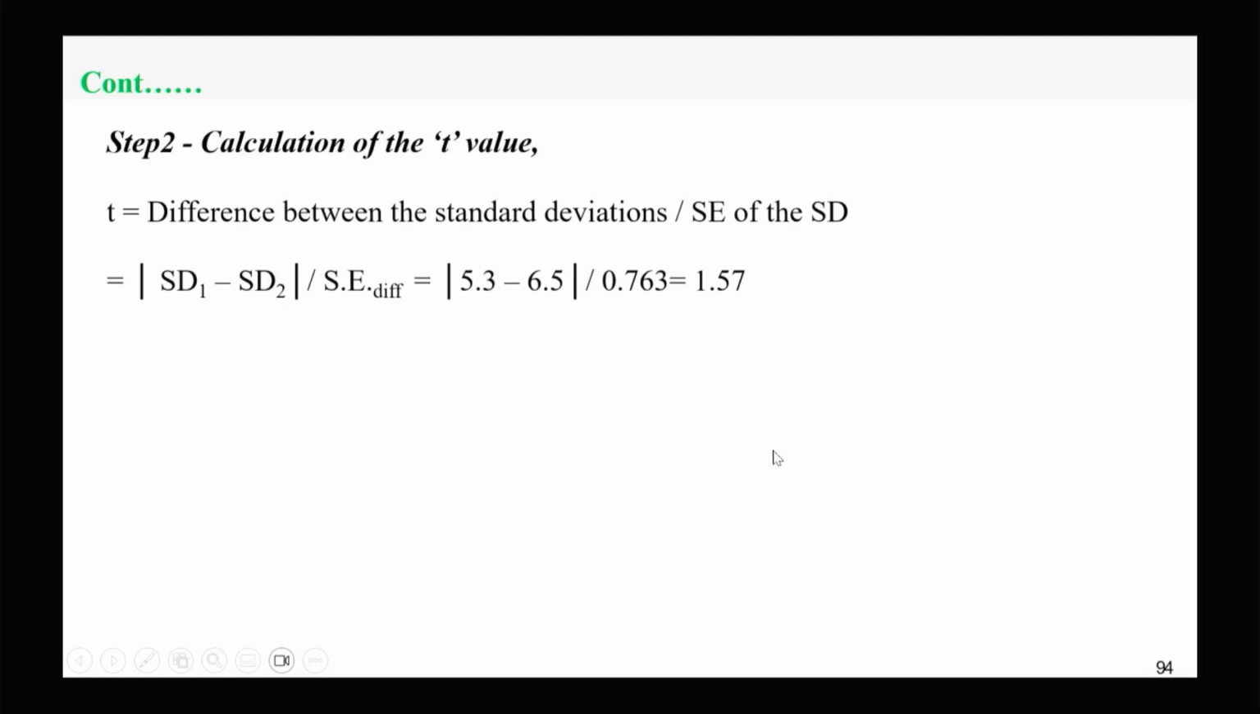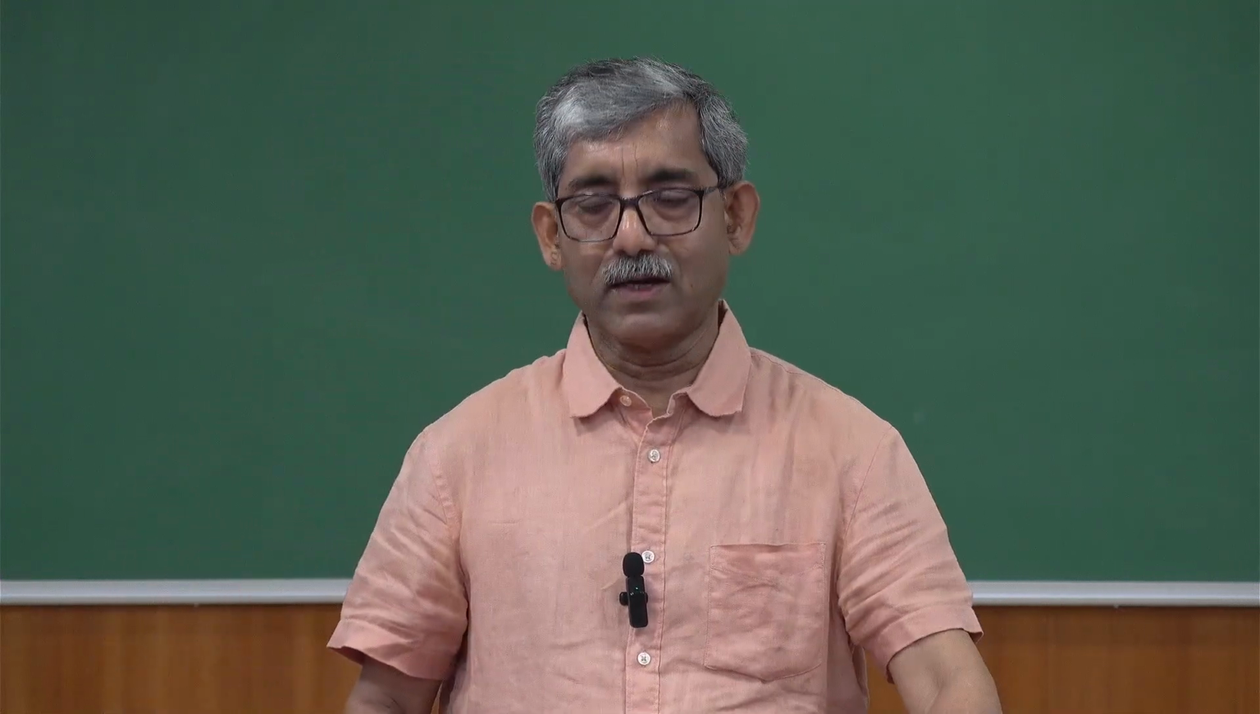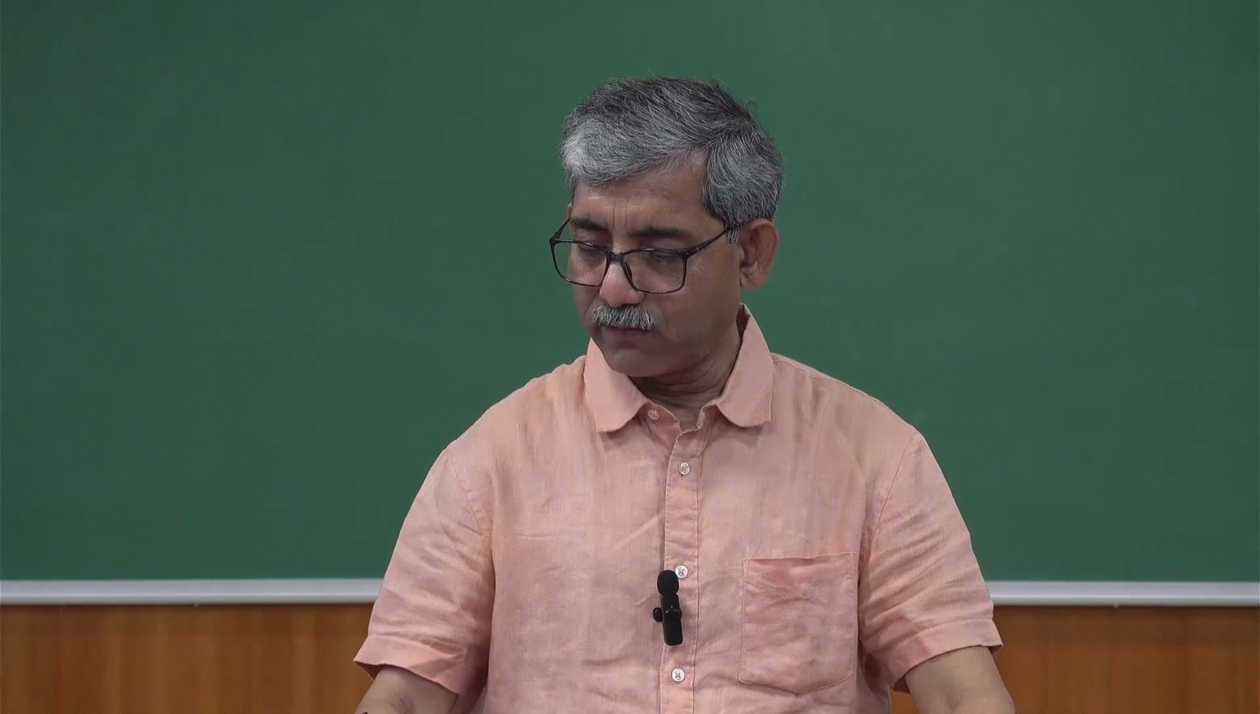The T value is calculated. The standard nominal value is given for yarn 1 and yarn 2: 5.3 and 6.5 are the values. So we have the T value based on the standard deviation. And then if we compare, these are large samples, so the T table values are 1.96 and 2.54.